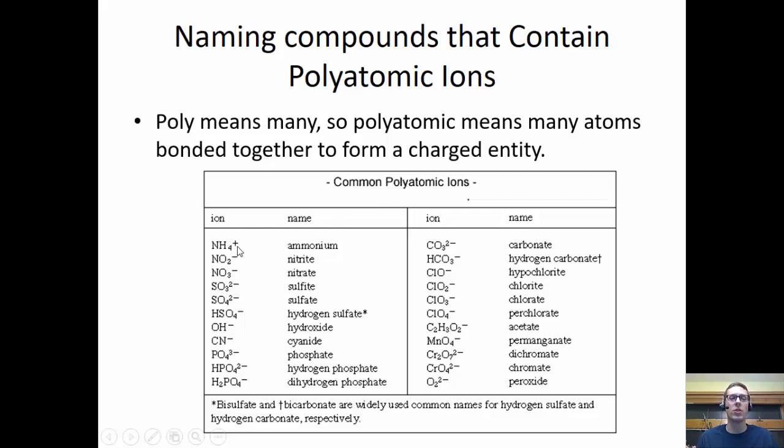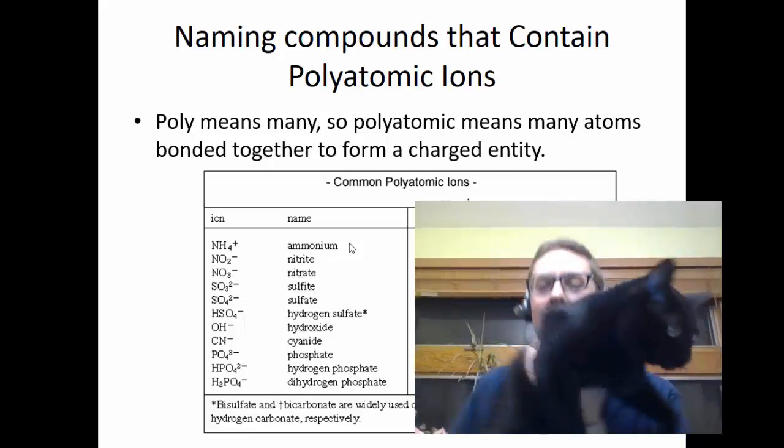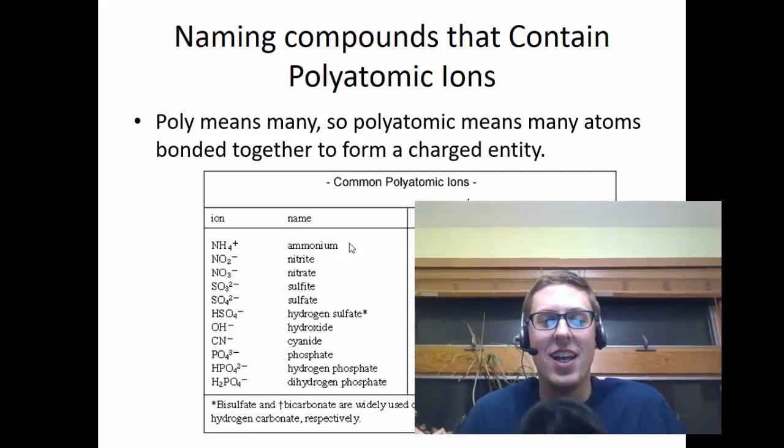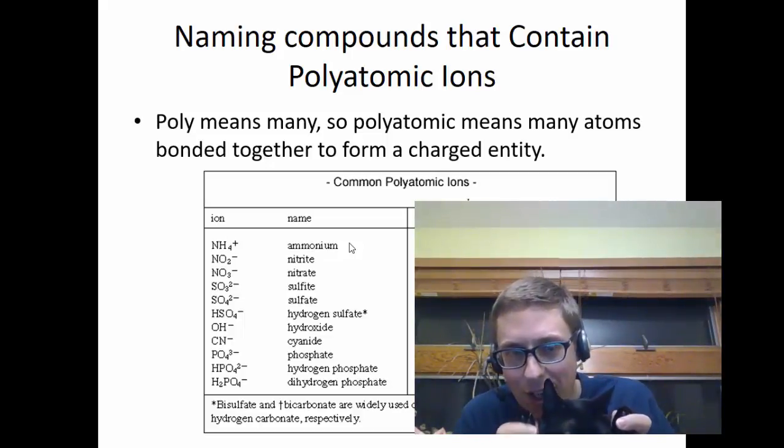We've got NH4, which has a positive charge. This right here is going to indicate, the top number is the number of charges and what the charge is. Notice ammonium right here. Ammonium is the only cation. And remember, cations have positive charges.